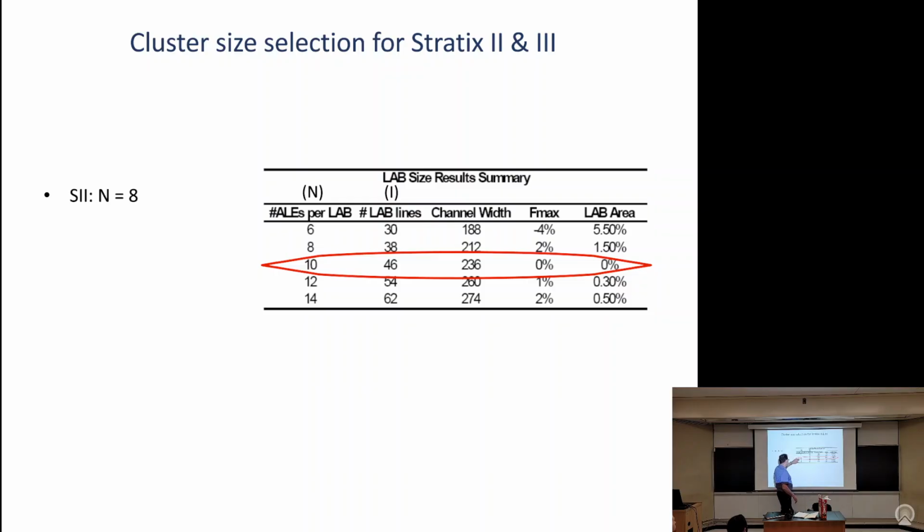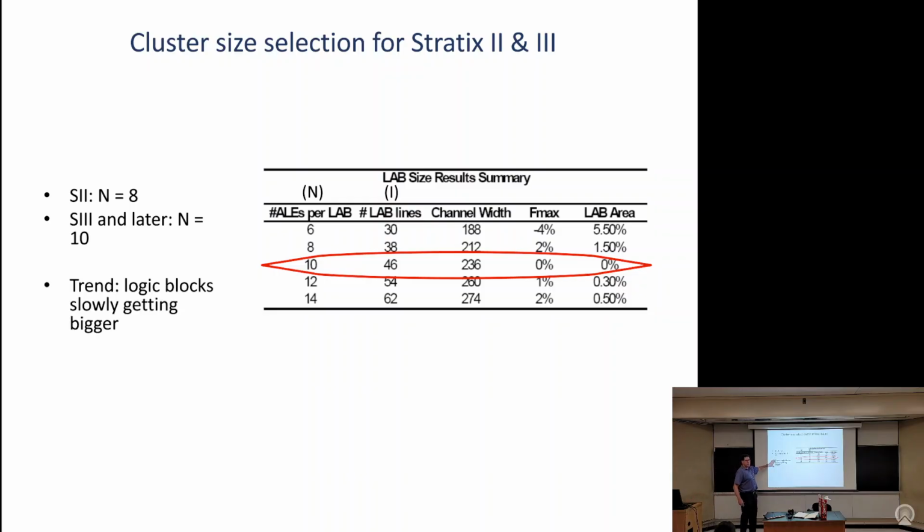So what they found is, for Stratix 2, they did 8. And for Stratix 3, they changed that to 10. And that's where they've been since. So they found a relatively large logic block is kind of the reasonable place to be here. So there's a trend for logic blocks slowly getting bigger. Altera and Stratix went from 8 4-LUTs in Stratix 2, to 8 fracturable 6-LUTs, to in Stratix 3, 10 of those. And we'll see Xilinx is also making their logic blocks bigger. So there's a trend for logic blocks to slowly get bigger.